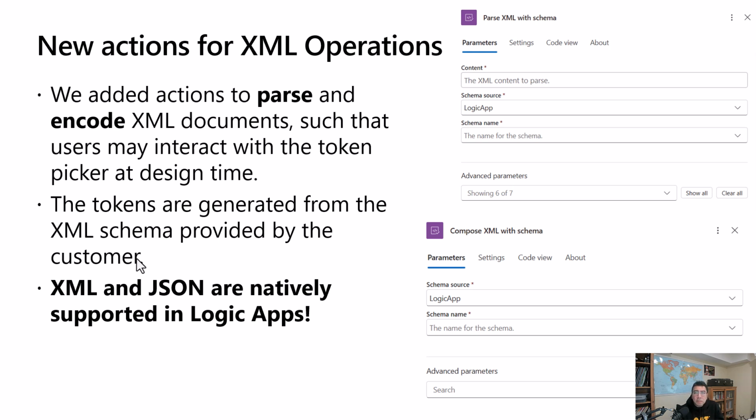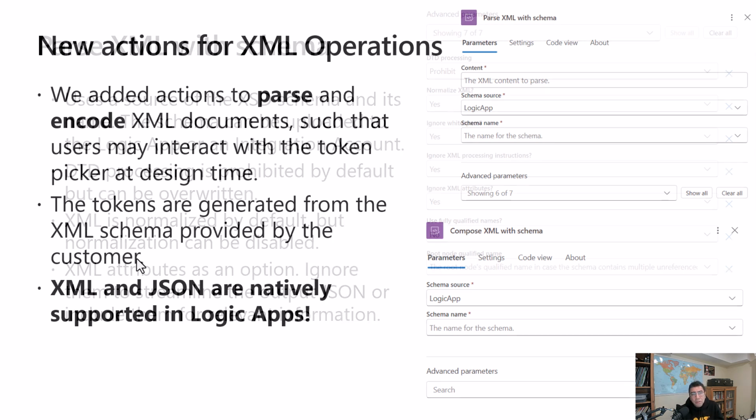So then you can see in the Parse XML with a schema, you have the content, the schema source, the schema name, and a number of advanced parameters. And in Compose XML with a schema, you have the schema source, which can be Logic App or integration account, and the schema name, and advanced parameters as well, which we will be reviewing very soon.